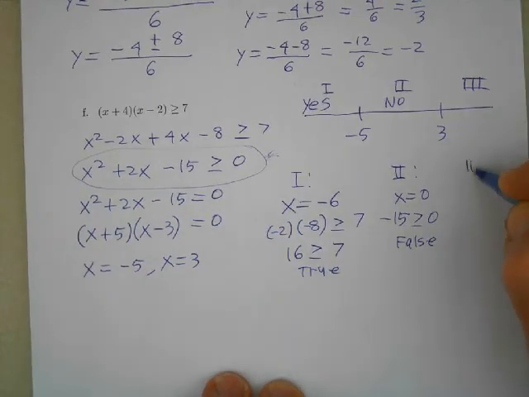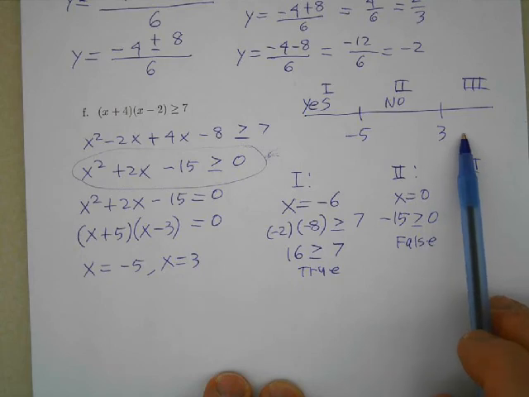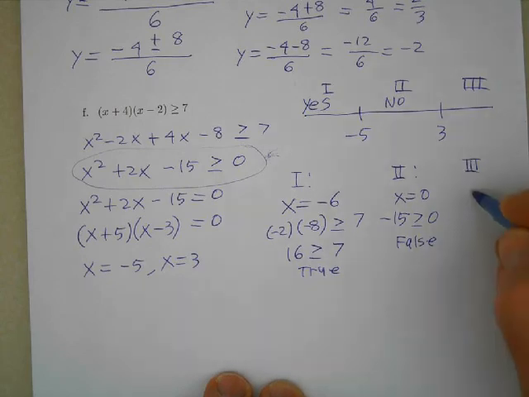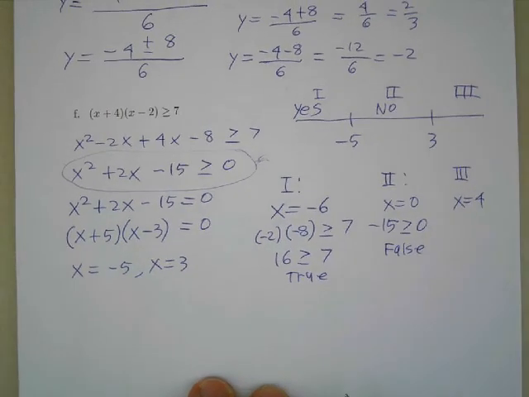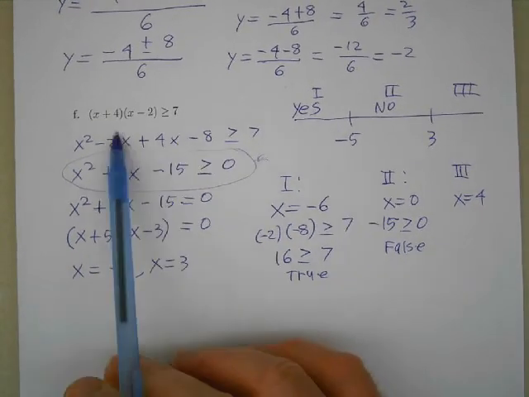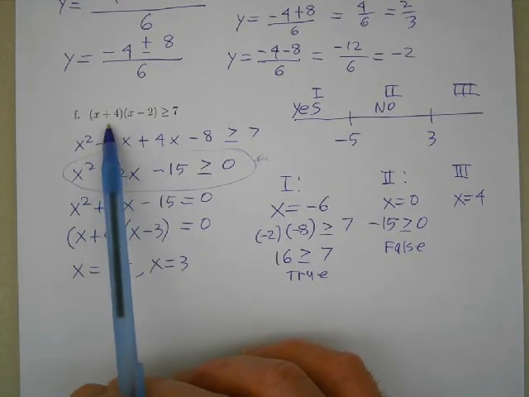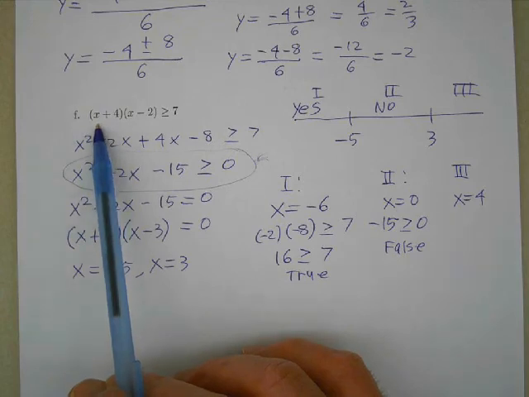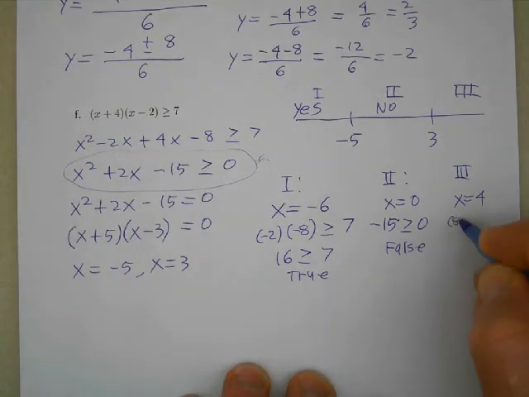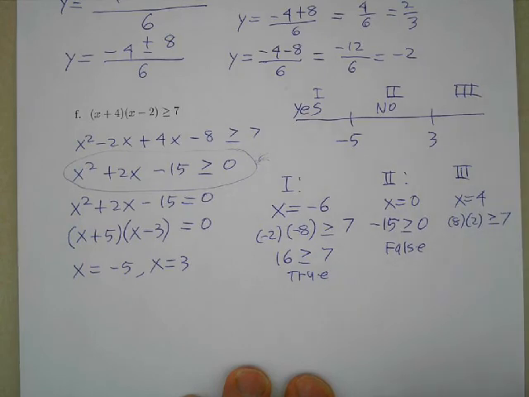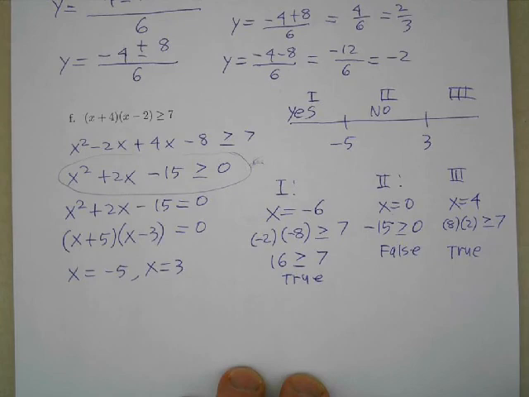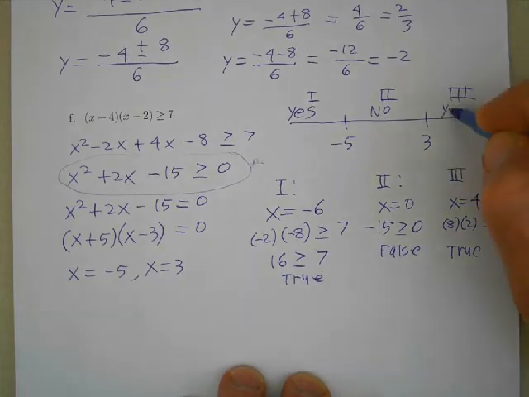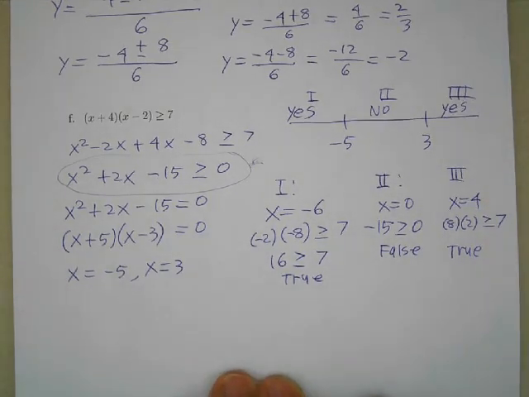And then finally in the third interval, pick a number greater than 3, so I'll pick 4. And I'll use the factored form first. So replace x with 4. In the first factor, 4 plus 4 is 8. In the other one, 4 minus 2 is 2. 8 times 2 greater than or equal to 7. Well, that's obviously true because 16 is greater than 7. So all of the numbers from 3 to infinity are solutions.